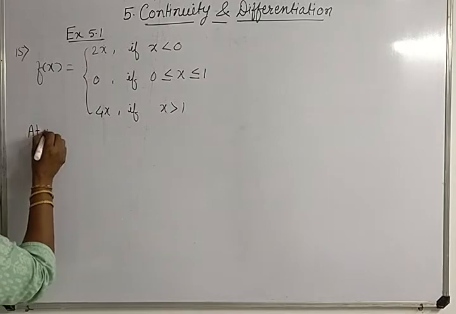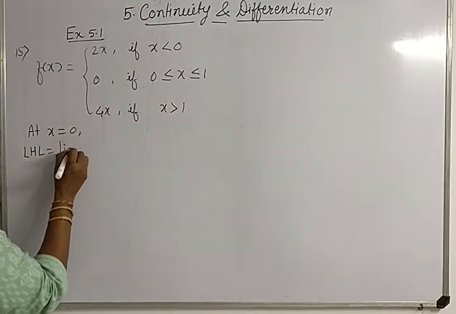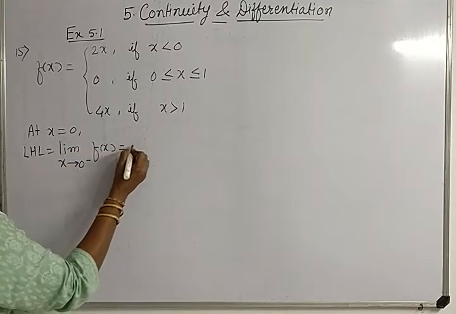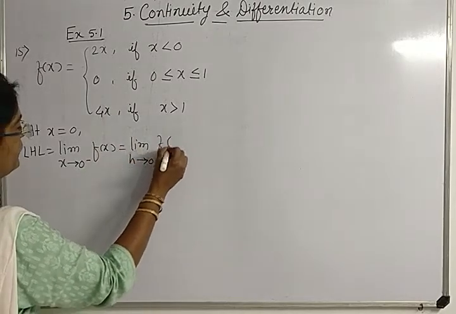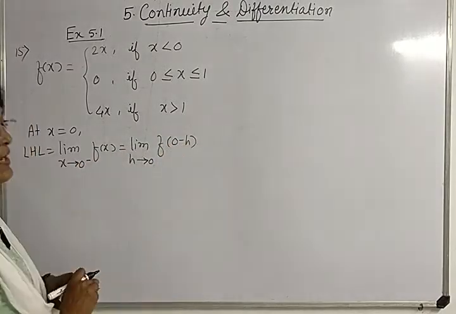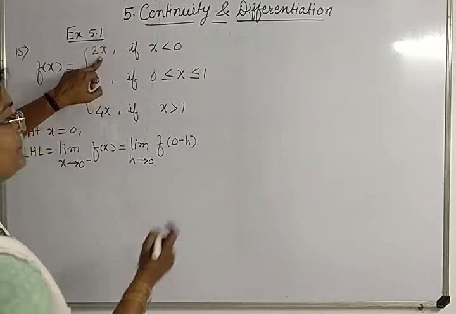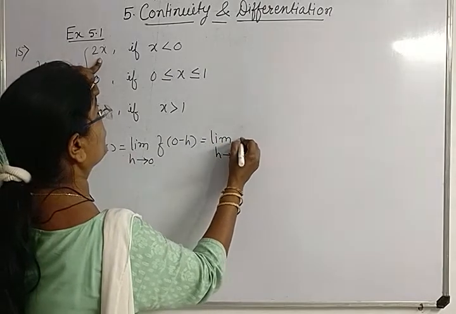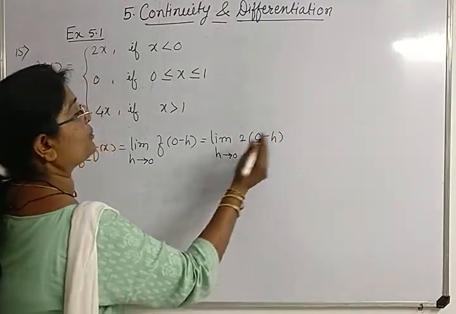First of all, we will check it at x equal to 0. Left hand limit equal to limit as x tends to 0 negative of f of x, equal to limit as h tends to 0 of f of 0 minus h. So wherever there is x, we will put 0 minus h. For less than 0 the function is this one. This equals limit as h tends to 0 of 2 into bracket 0 minus h, but 0 into 2, the answer will be 0.